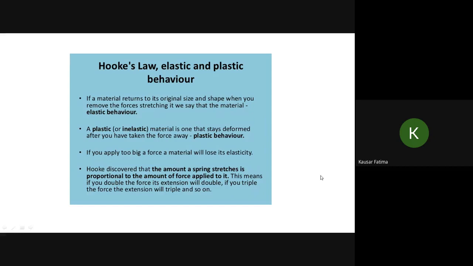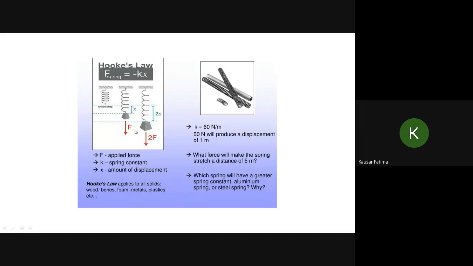Okay, so here is Hooke's law, named after the scientist, and we already studied that the amount a spring stretches is proportional to the amount of force applied to it. This means if you double the force, its extension will also double, and if you increase the force 3 times, extension will also be 3 times greater. So here the diagram is showing an unstretched spring. The force F causes extension of X, then 2F will cause extension of 2X. So force is doubled, extension is also doubled.